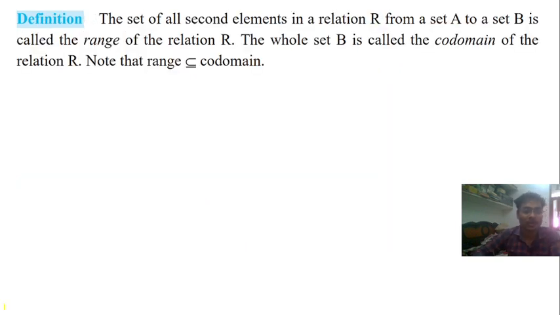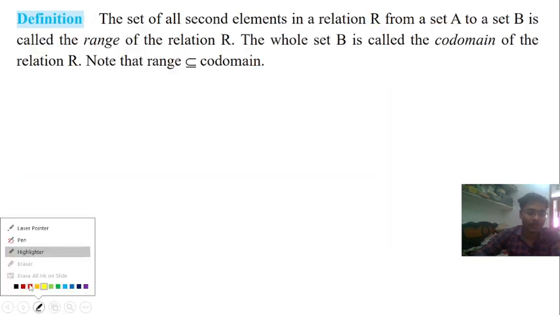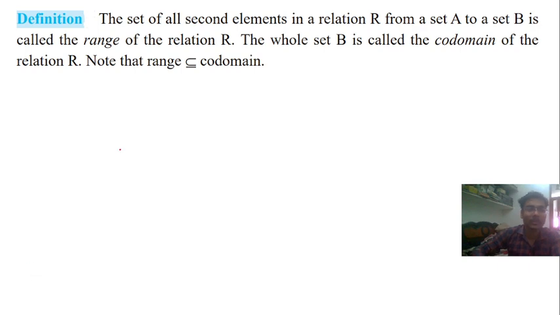Coming to the next definition here. The next definition is: the set of all second elements in the relation set from a set A to set B is the range of the relation.